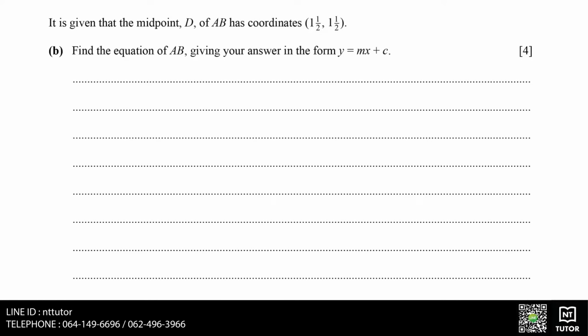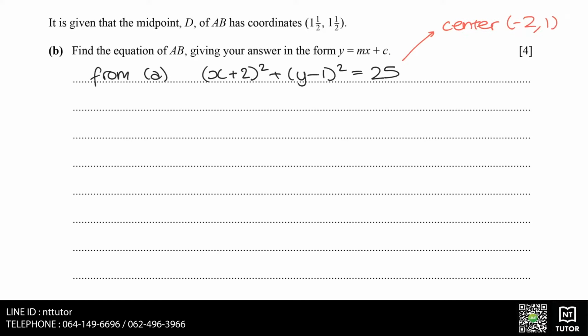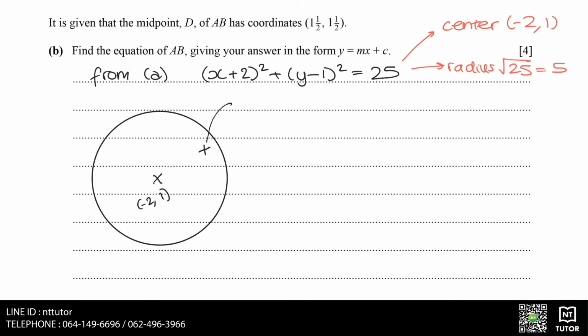It is given that the midpoint D of AB has coordinates 1.5, 1.5. B. Find the equation of AB, giving your answer in the form y equals mx plus c. From part A, we know that the center of the circle is at minus 2, 1, and the circle has a radius of square root 25, which is equal to 5. And with this piece of information, we can roughly sketch the image of our circle and points A and B and our midpoint D.